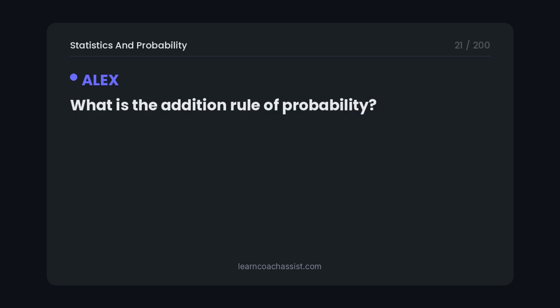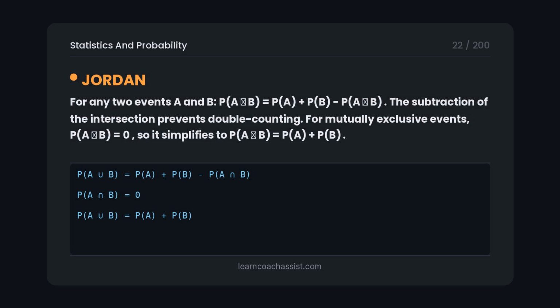What is the addition rule of probability? For any two events A and B, P(A ∪ B) = P(A) + P(B) − P(A ∩ B). The subtraction of the intersection prevents double counting. For mutually exclusive events, P(A ∩ B) = 0, so it simplifies to P(A ∪ B) = P(A) + P(B).